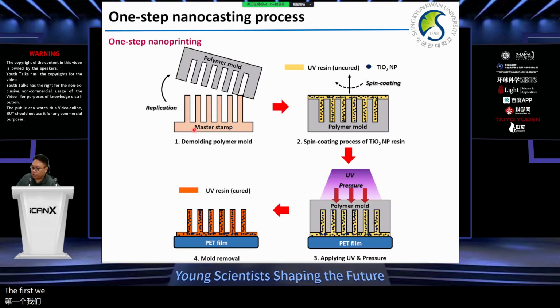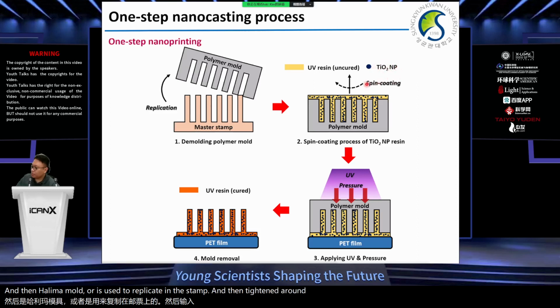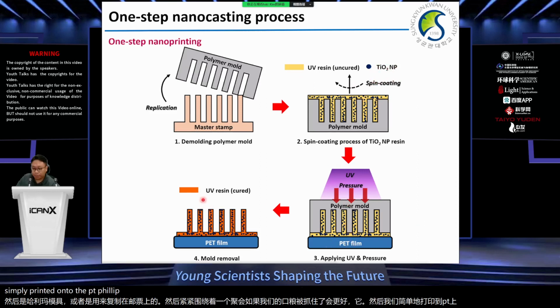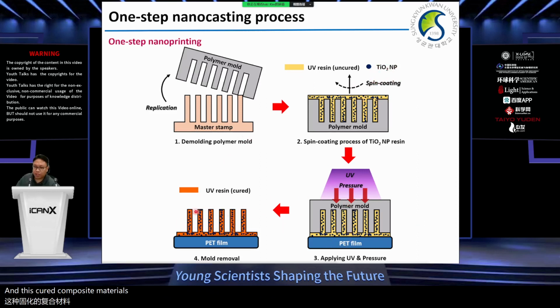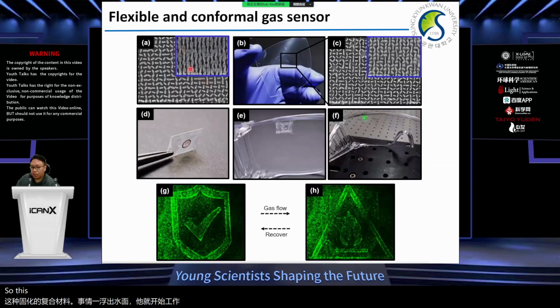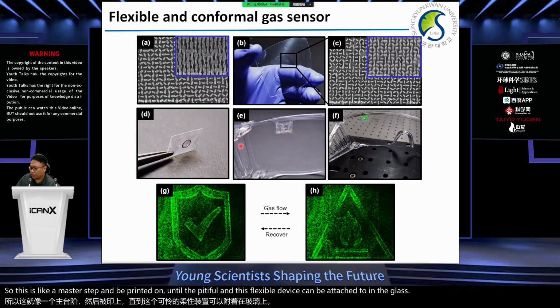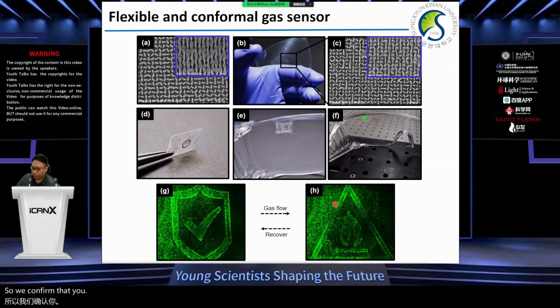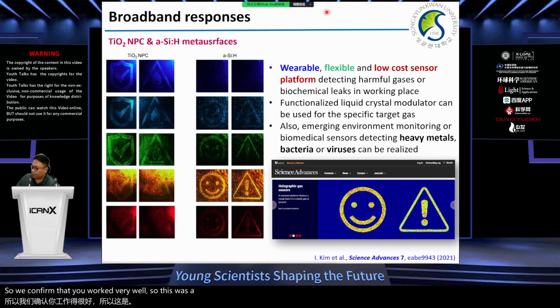First, we define a master stamp on the silicon wafer, and then a polymer mold is used to replicate the stamp. Then titanium nanoparticle-embedded UV resin is spin coated, and we simply print it onto the PET film, and these cured composite materials work as metasurfaces. So this is the silicon master stamp, and we print it onto the PET film, and this flexible device can be attached to glass or a curved surface. We confirmed that it worked very well. So this was the demonstration of a wearable and flexible low-cost gas sensing platform.